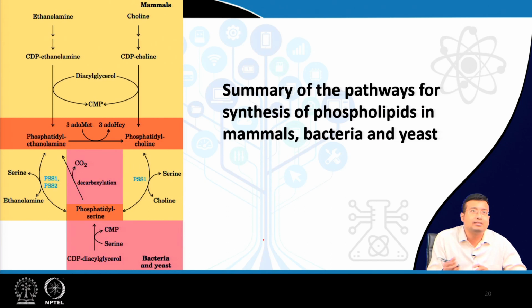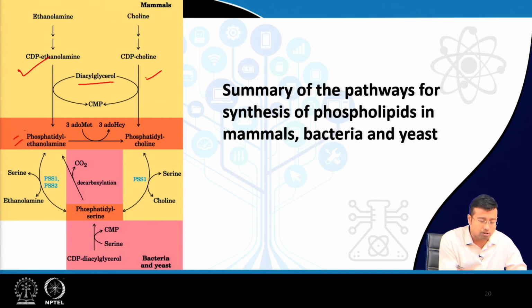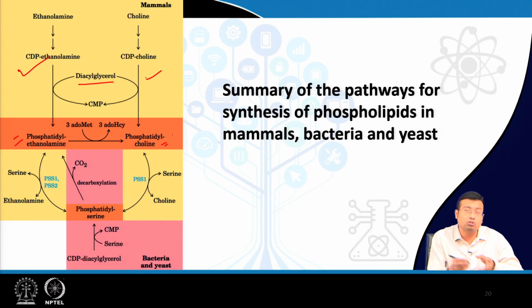undergo a reaction with CTP to form the CDP counterpart, and thereafter they can react with diacylglycerol to form, in this case, ethanolamine forming phosphatidyl ethanolamine, choline can form CDP choline, it can form phosphatidyl choline. We also saw the interconversion of phosphatidyl ethanolamine to phosphatidyl choline by the action of methyl transferase. Now, these can also be interconverted by the action of phosphatidyl serine synthase.